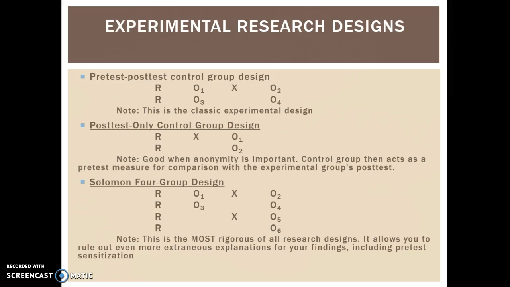So if there is a risk that a pre-test could sensitize somebody to a topic and that could influence their responses, then you would want to have this type of research design, because it allows you to rule out the influence of taking a pre-test. So let me give you an example. There's an article I read once that used the Solomon 4 group design. It looked at the relationship between pornography and violent tendencies toward women.